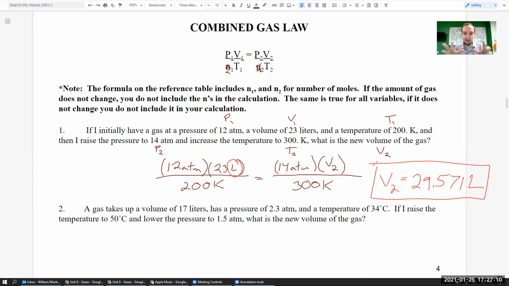Okay, so that's the final volume if we increase the pressure by 2 atmospheres and we increase the temperature by 100 Kelvin. Okay, let's try the next one. So what we have over here is, let me change my color again.